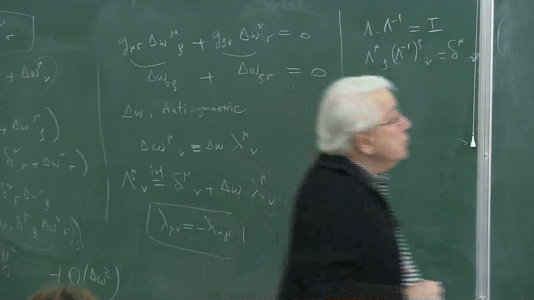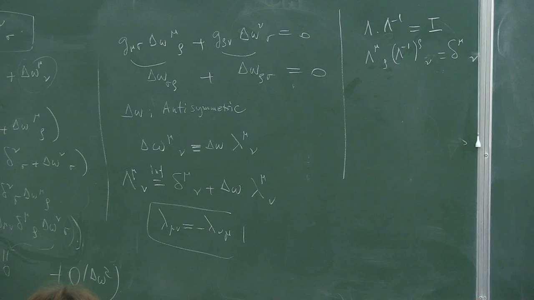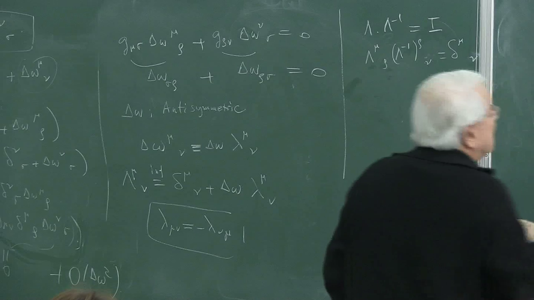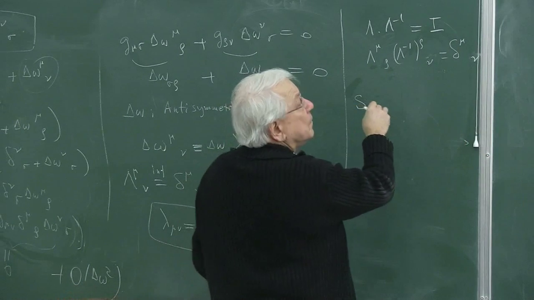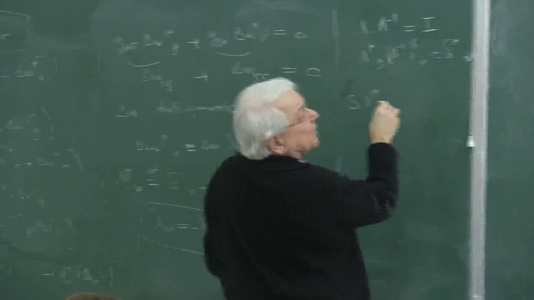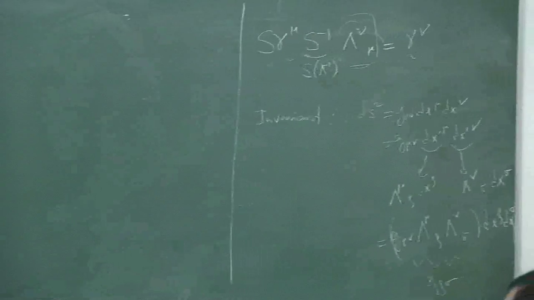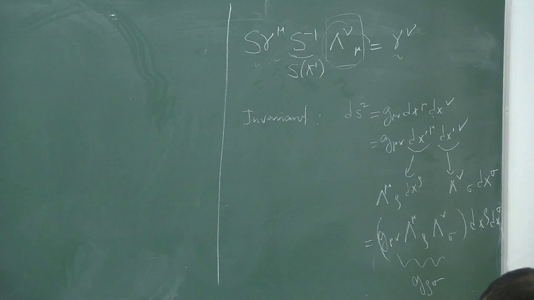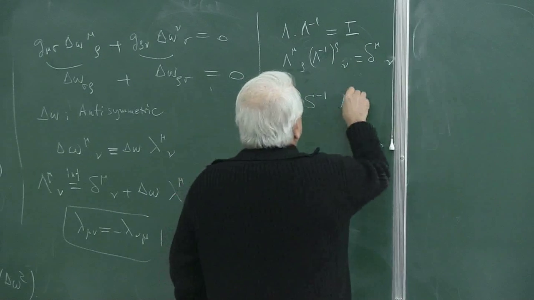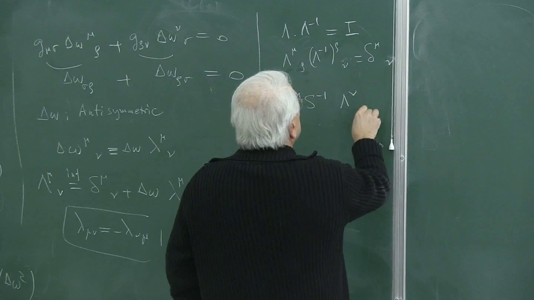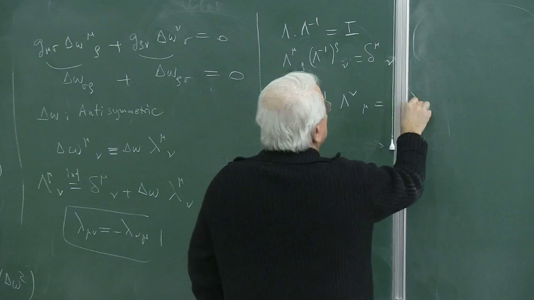That's the definition of inverse. So how do I make use of it here? Let me write that equation underneath and see whether I can utilize this identity. S gamma mu S inverse for the time being. Short, either S inverse or S of lambda inverse. It's totally up to me to write whichever form I like. Lambda nu mu is equal to gamma nu.